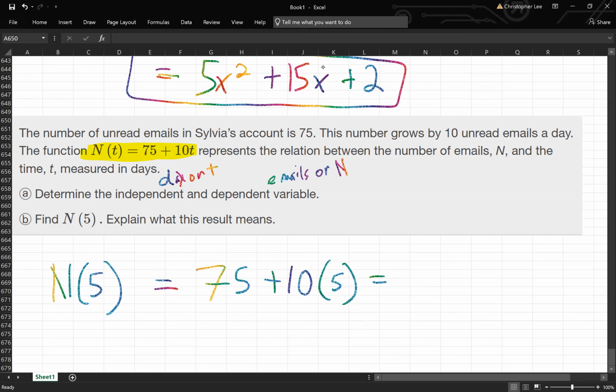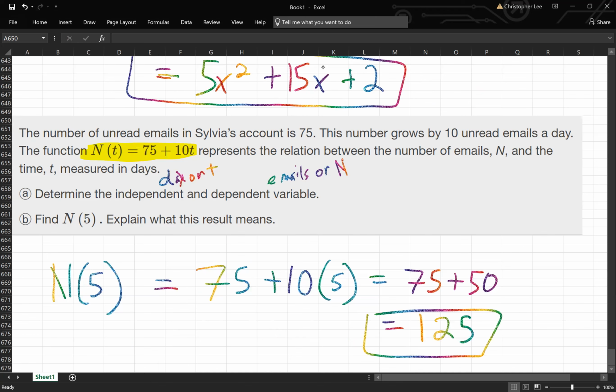This becomes 75 plus 50. So what's that? 125. And that's it. Questions on that? When you see the word problem, don't be scared of all the numbers. Just take the formula, plug in whatever they tell you to plug in, get the answer out, type the answer in, click submit, done. That's it. No questions on that?